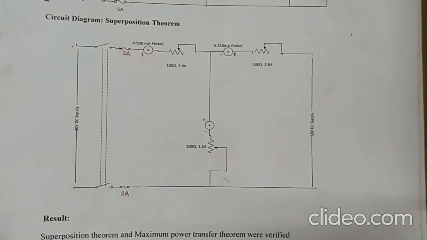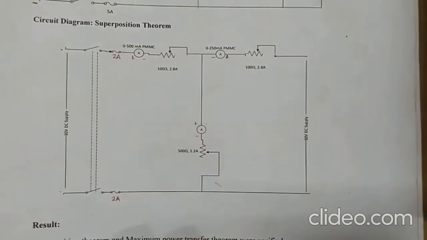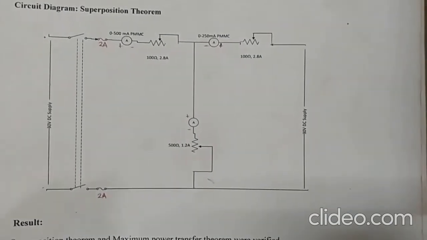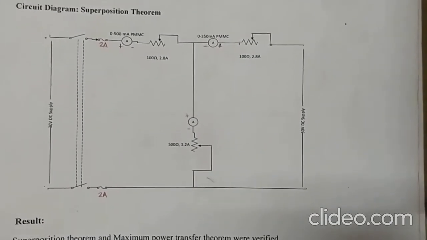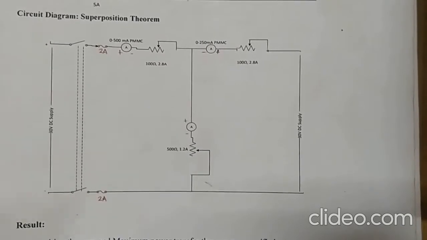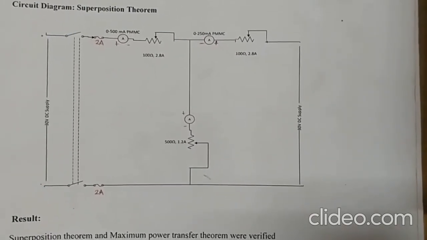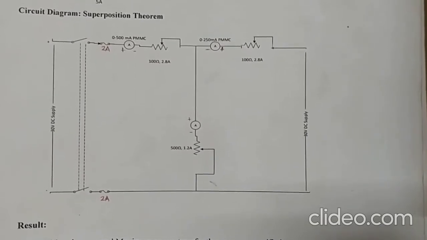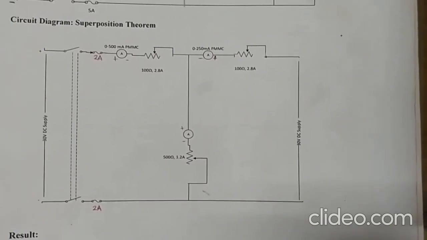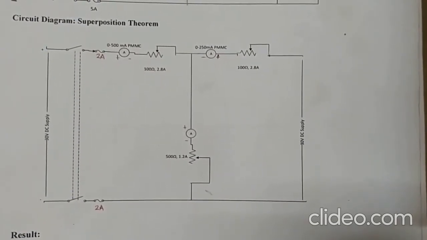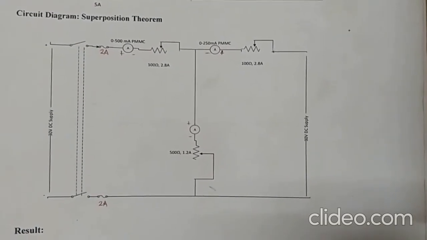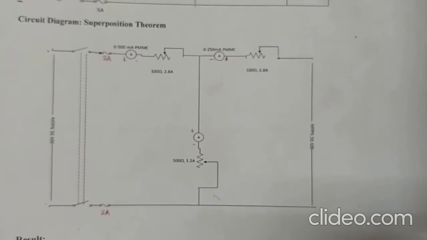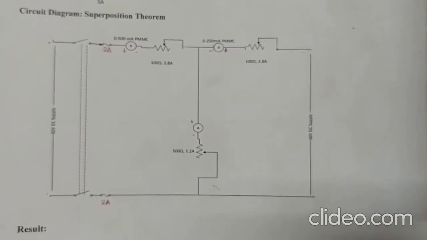So today we are going to do the experiment on verification of superposition theorem. I will start by explaining what the superposition theorem is. Superposition theorem states that for a linear system, the response in any branch of a bilateral linear circuit having more than one independent source equals the algebraic sum of responses caused by each independent source.